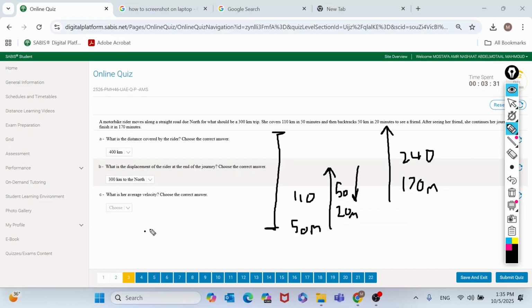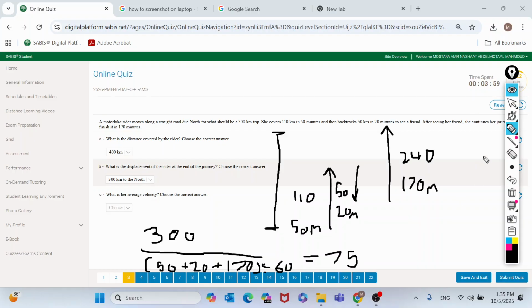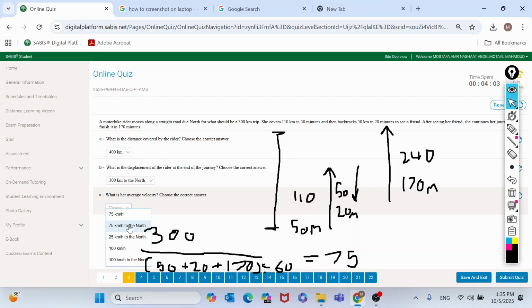So it's going to be displacement over time. What's that? It's going to be 50 minutes plus 20 plus 170 minutes, but they want it in kilometers per hour, so you're going to divide by 60. You're going to get 75 kilometers per hour. And they said velocity, so it's 75 kilometers per hour to the north, because velocity is a vector.